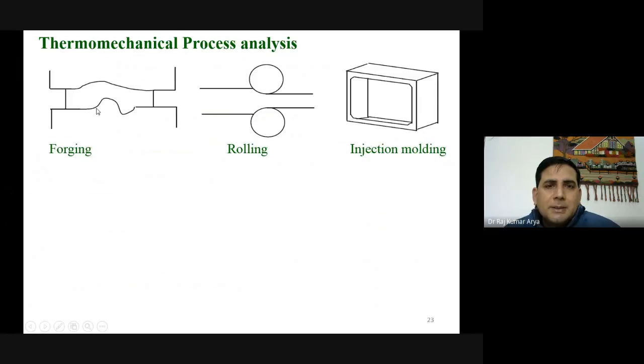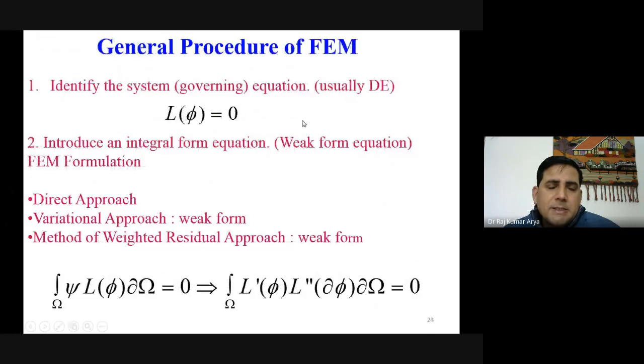Now, what is the generalized procedure? How does it work? The finite element, the element one. Any function, in this case, is given by this. You have this, and that needs to be equated to zero. So what does it mean? You are introducing an integral form of the equation, which is called a weak form. So you practically have a partial differential form.